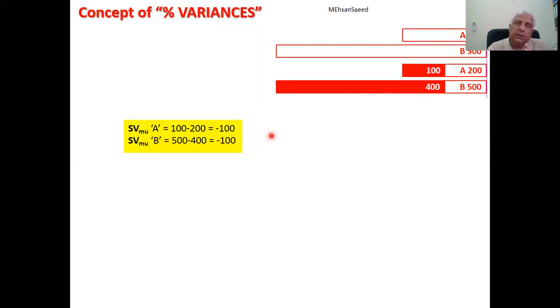And what we do to find percent variances is to index these variances to the planned values. What is the planned value in case of A? 200. So we index minus 100 to 200 and we get a figure of minus 50%. We index minus 100 to its planned value, which is 500, we get a figure of, sorry, minus 20%.